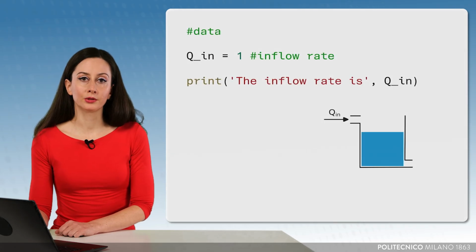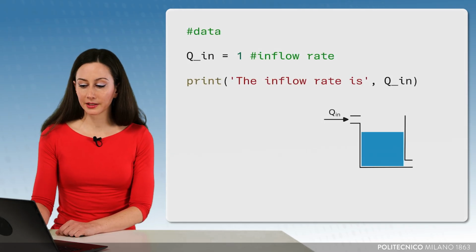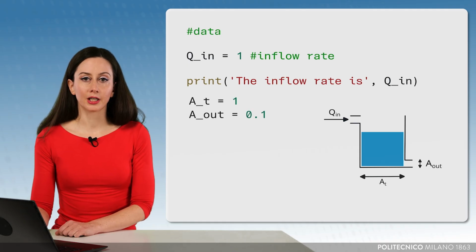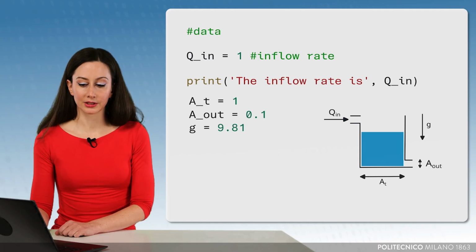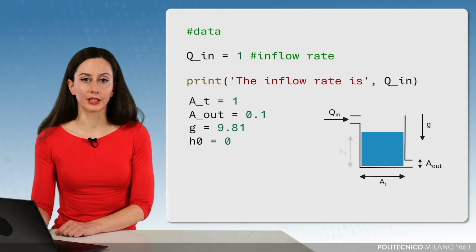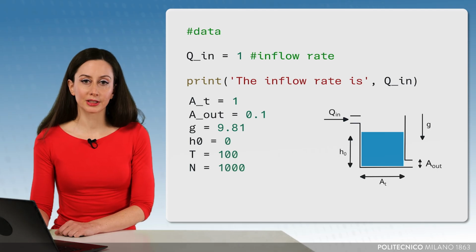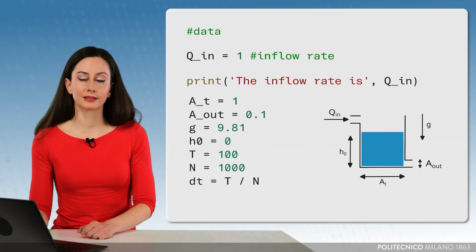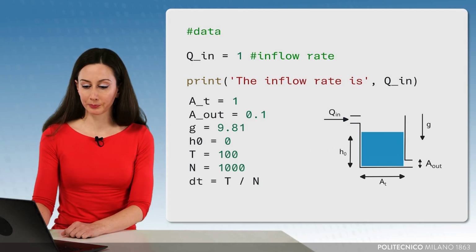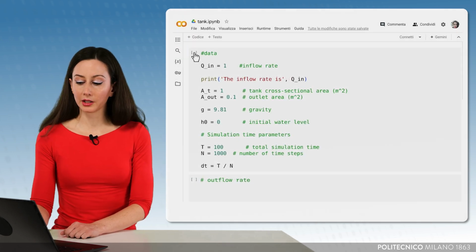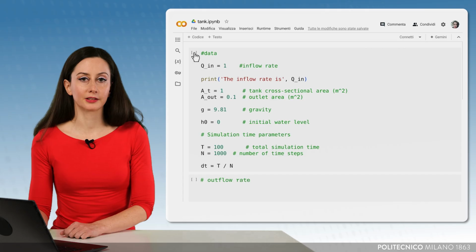Now we can continue inserting all the other data: the area of the tank, the area of the outlet, gravity, the initial water level H0, but also T, the total simulation time, and the number of time steps N, and as a consequence, delta T, the length of the time step. After we run this block, all the data are set and can be used.